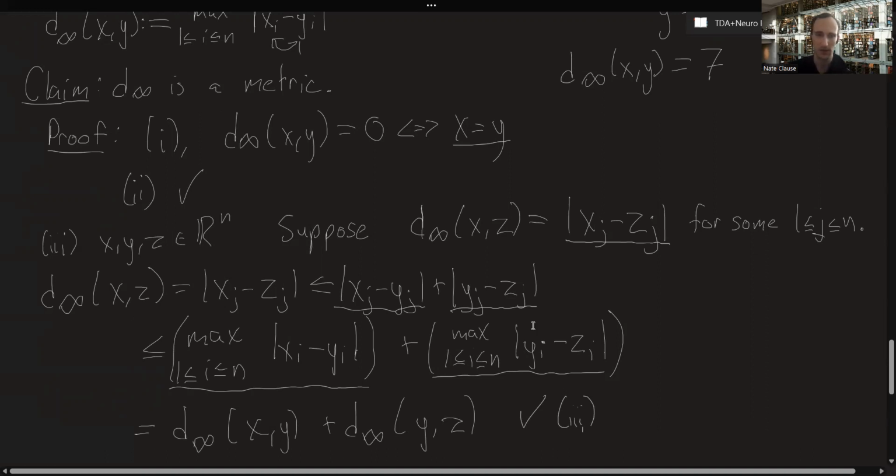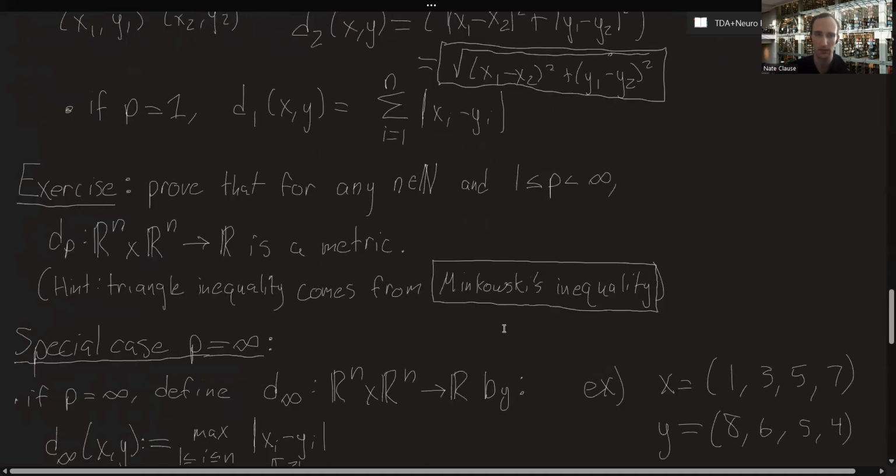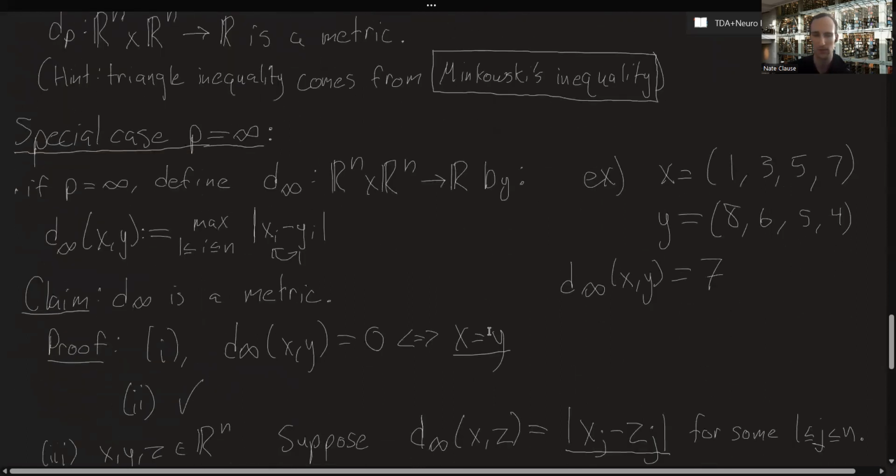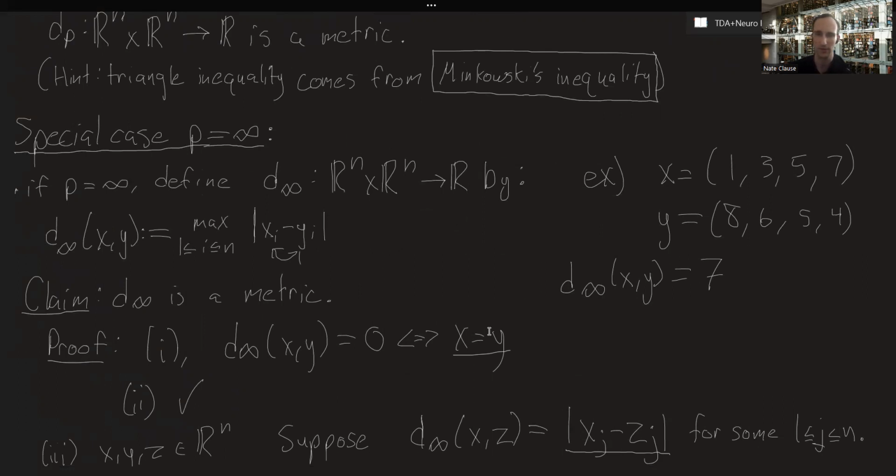So these are just some common examples of metrics which come into play in many instances, when we're taking an initial set of points and converting them to a metric space.